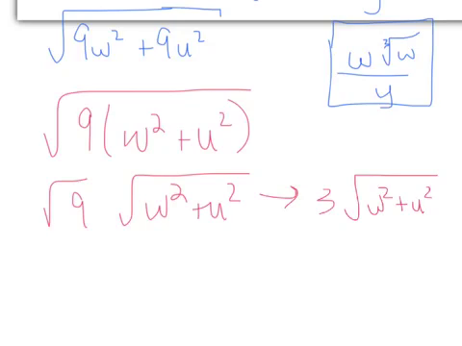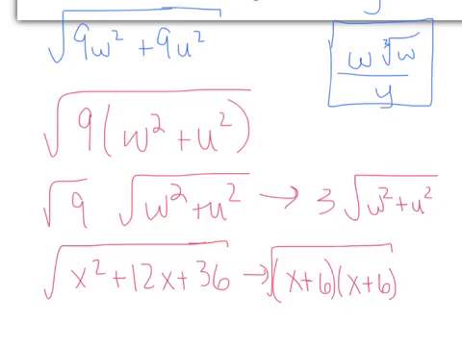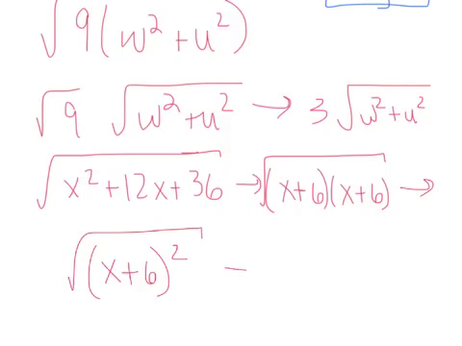Finally, example E says the square root of x squared plus 12x plus 36. Well, again, we need to factor things. Well, that factors into x plus 6, which is really, if we remember, just the quantity x plus 6 squared. Which in the end, when taking the square root, becomes absolute value of x plus 6.